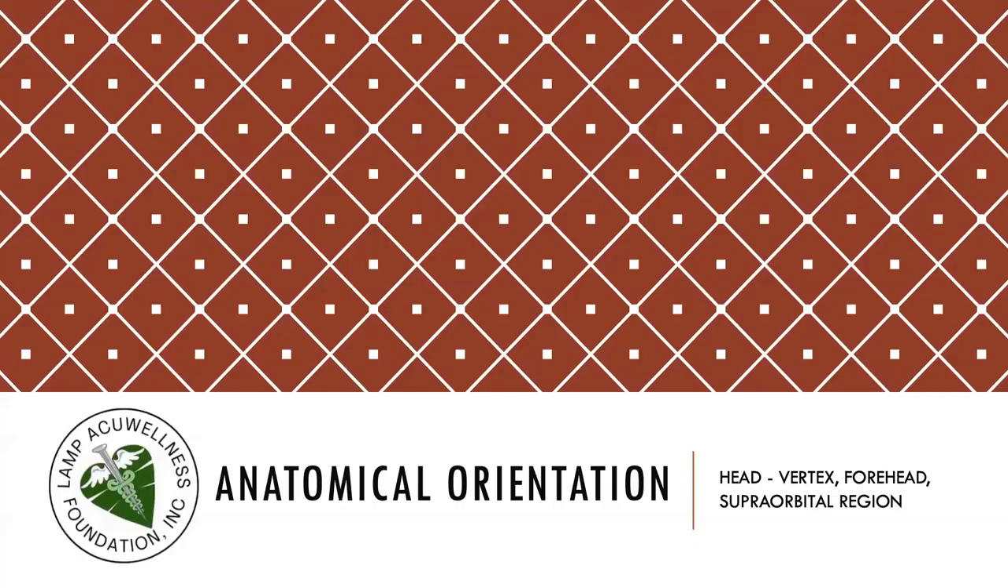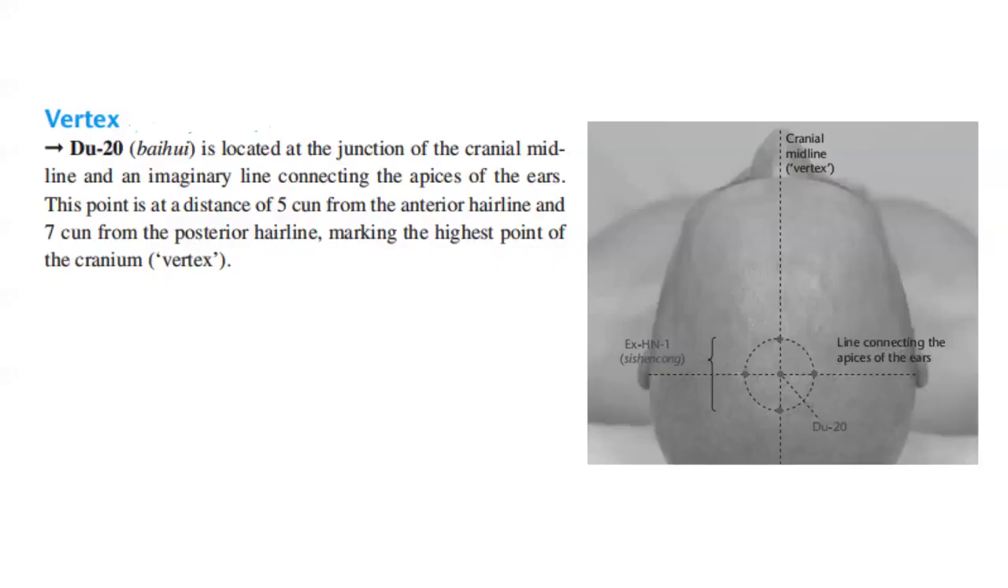Now let's talk about anatomical orientation. We are going to discuss the head, particularly the vertex, forehead, and supraorbital region. Let's start with the vertex at DU 20.